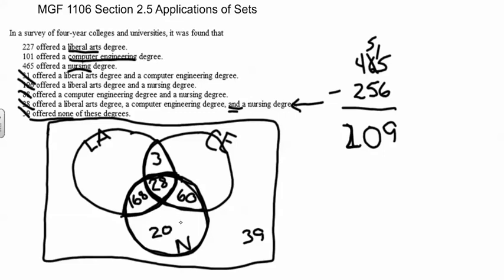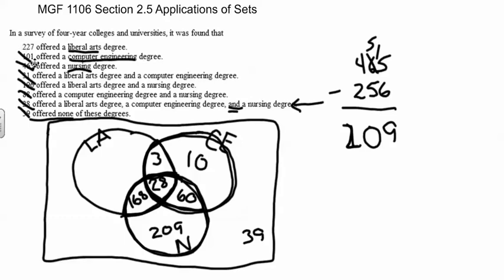Those are the ones that only had nursing, and not the other two. 101 offered a computer engineering degree. Computer engineering is this set or circle over here to the right hand side, and inside that circle we already have 3, 28, and 60. I believe that adds up to be 91, so 101 minus 91 would be 10 colleges that offer only computer engineering and not the other two degrees. Again, you can check my math real quick on that, but I'm pretty sure it's 10.